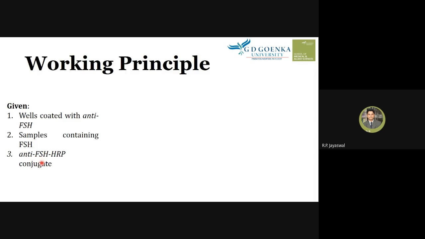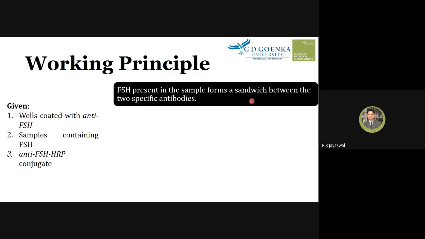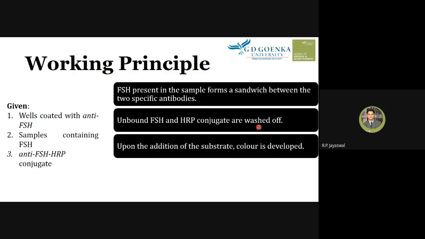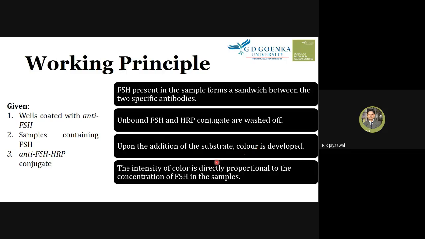Okay, so first of all, FSH present in the sample forms a sandwich between two specific antibodies, right? And then after that, when unbound FSH and HRP conjugates are washed off, upon the addition of the substrate, we get a color, and the intensity of color is directly proportional to the concentration of FSH in the sample. So more color intensity means more FSH in the given sample.